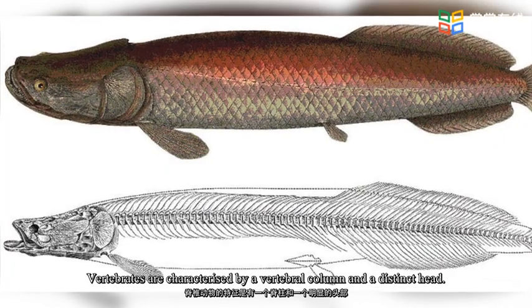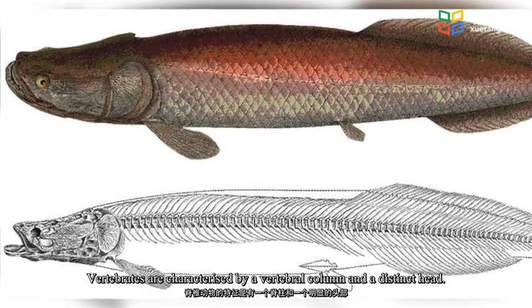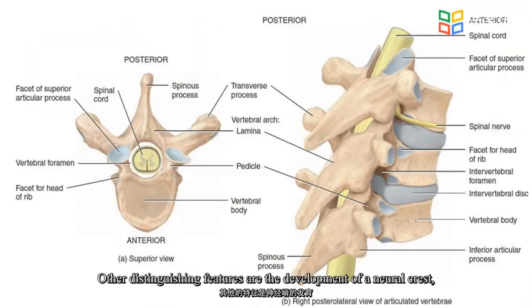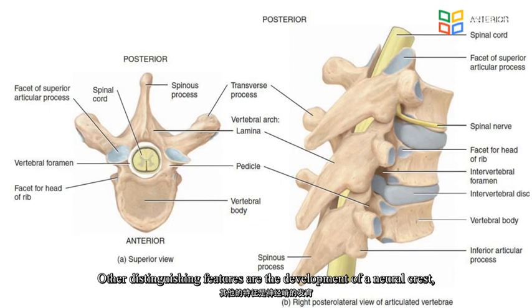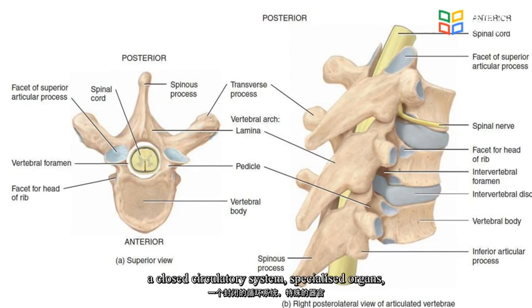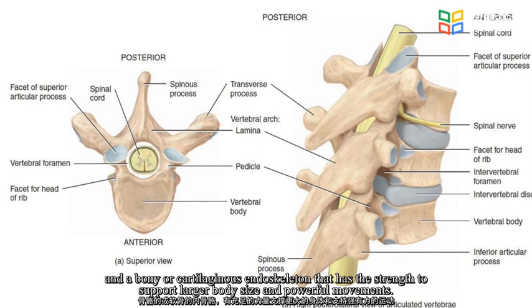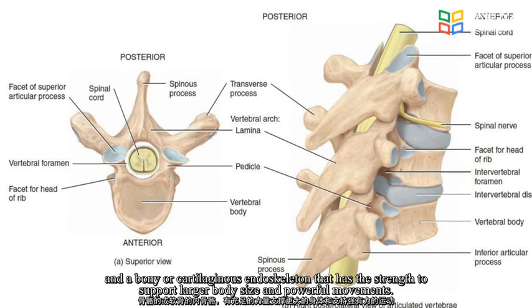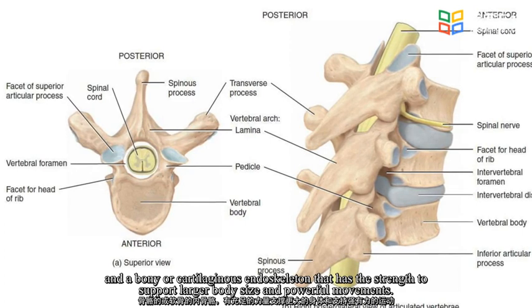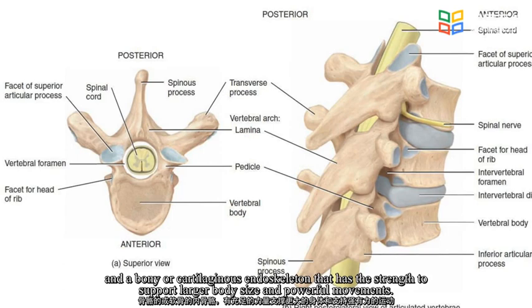Vertebrates are characterized by a vertebral column and a distinct head. Other distinguishing features are the development of a neural crest, a closed circulatory system, specialized organs, and a bony or cartilaginous endoskeleton that has the strength to support larger body size and powerful movements.